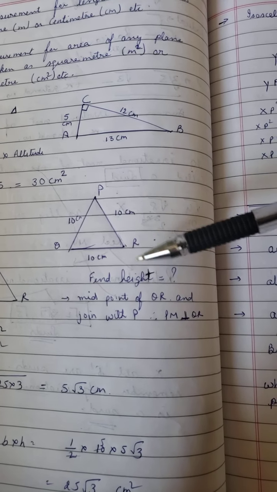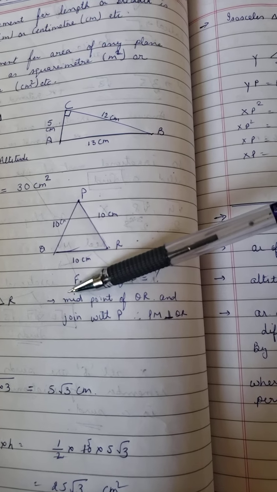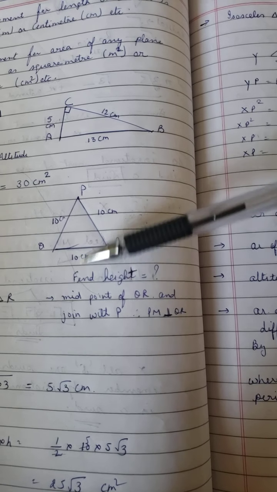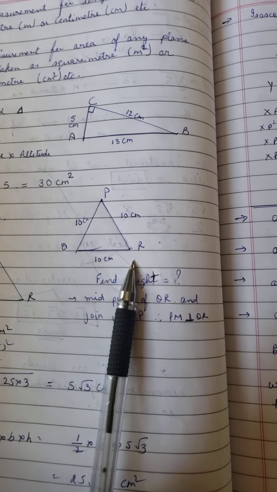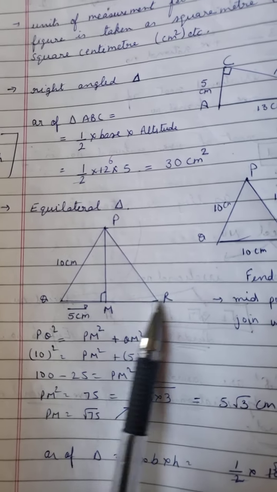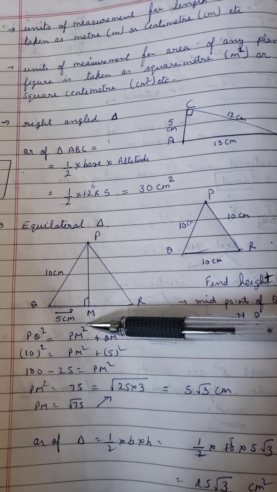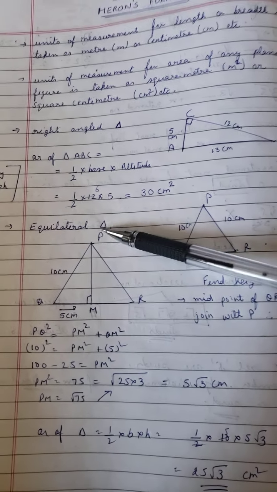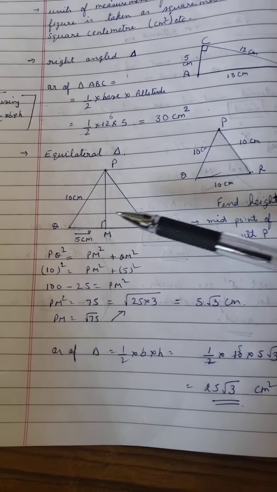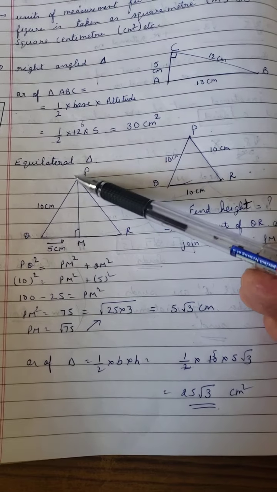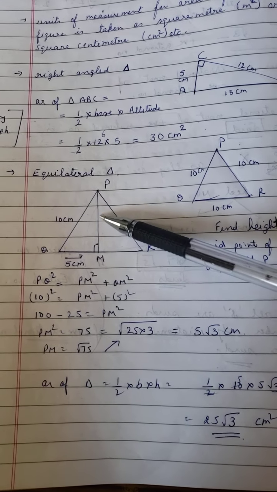For this, we are not given the height, so we have to do some construction. What we're going to do is find the midpoint of QR and join P with it. As it is 10 centimeters, we are just going to find the midpoint of QR, mark it as M and join it with P. As it is an equilateral triangle, its median will also be an altitude of the figure. So it is an altitude. Now PQM and PMR turn into right angled triangles.